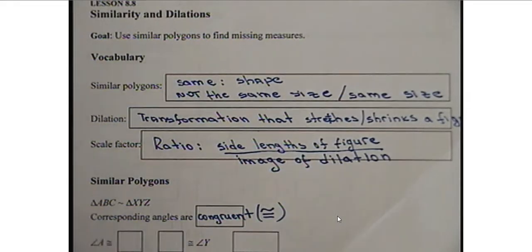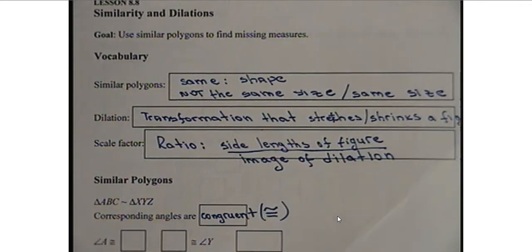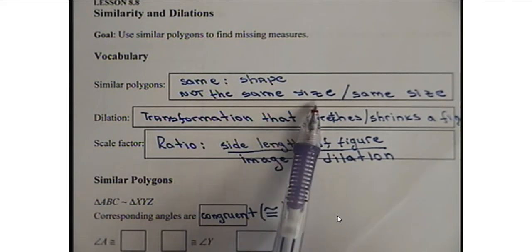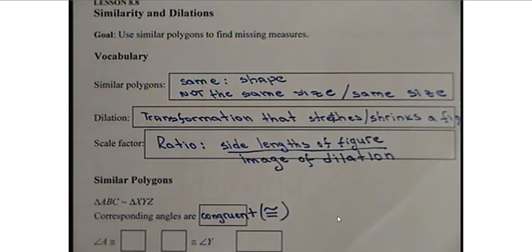In order to have similar polygons, we have to have polygons with the same shape. That's very important. The shape should be the same. It doesn't matter about the size. So size could be the same or not the same, but the shape of the polygon will be the same.